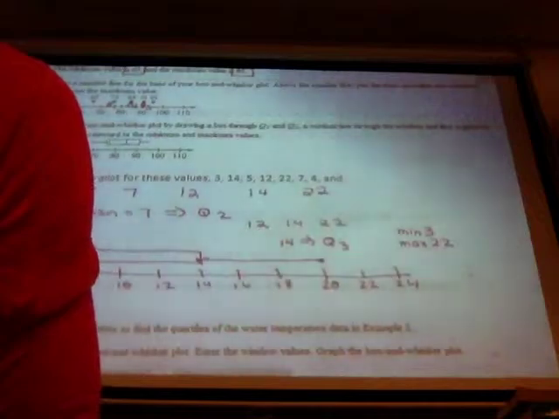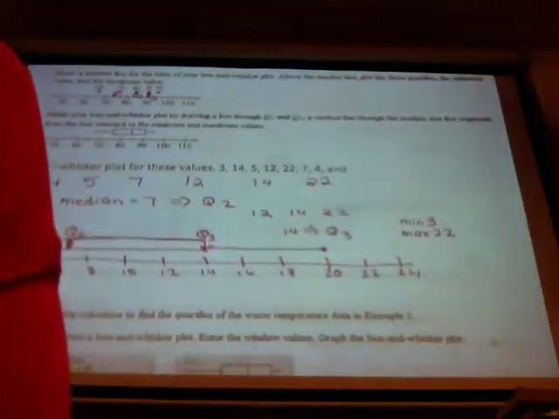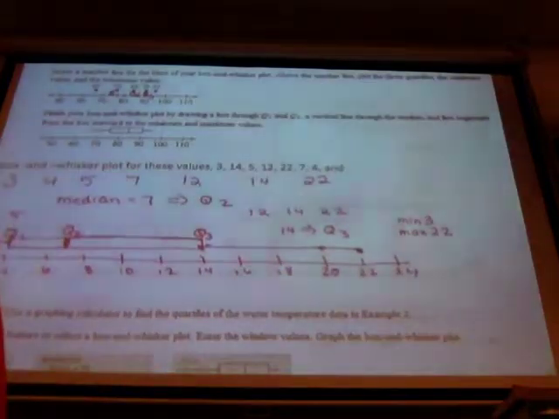My box didn't turn out so hot. But do you get the idea? And that forms the whisker. This is quartile 2. This was quartile 1. And this was quartile 3. Very good. Okay, any questions on that?